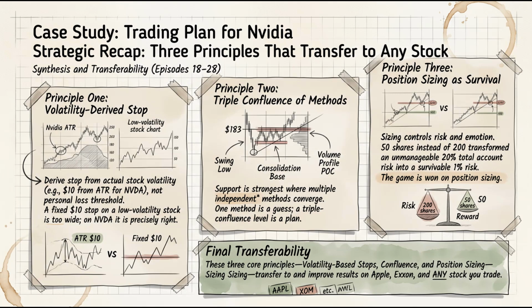As we wrap up, remember 3 core principles that apply to any stock. First, your stop distance must be derived from the stock's own volatility, not your personal risk tolerance. Second, support levels are only reliable when multiple independent methods converge. 1 method is a guess, but 3 is a plan. Third, position sizing is where the game is won. By choosing 50 shares instead of 200, we turned a potentially devastating 20% loss into a manageable 1% risk.